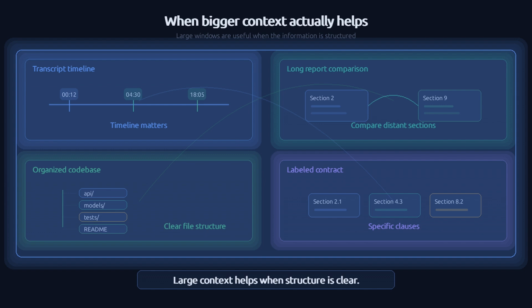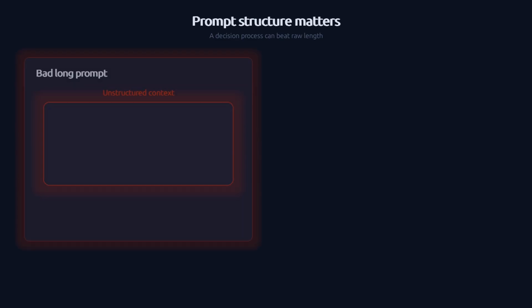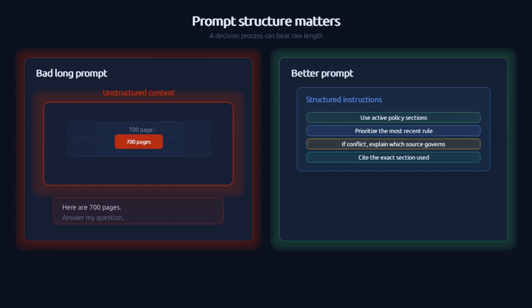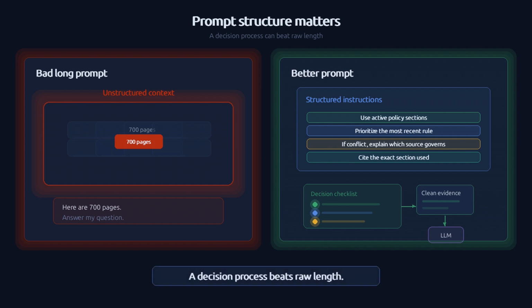A long context works best when the model can tell what each section is, why it matters, and how it relates to the question. A bad long prompt might say something like, "Here are 700 pages. Answer my question." A better prompt will say something like, "Use the active policy sections below. Prioritize the most recent rule. If there's a conflict, explain which source governs. Cite the exact section used." The second prompt gives the model a decision process, and that often matters more than raw context length.